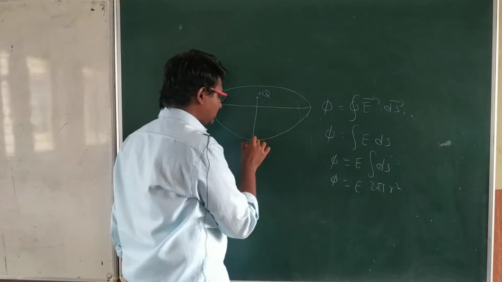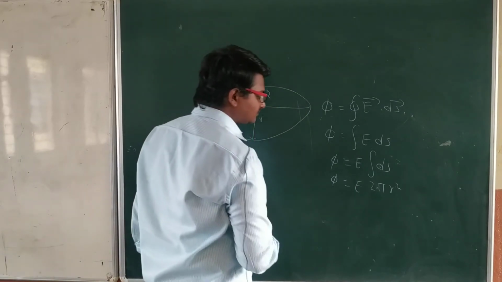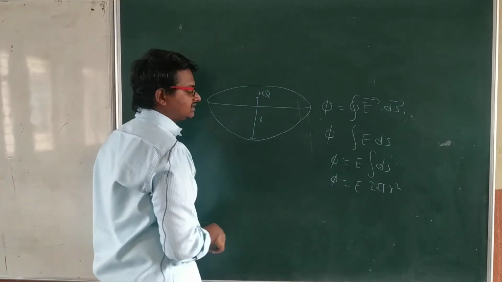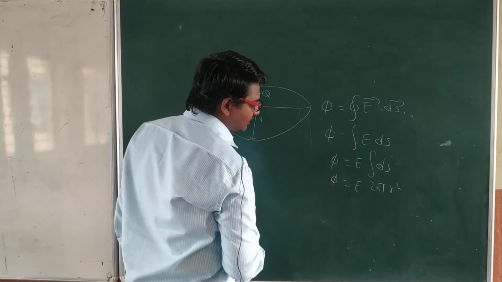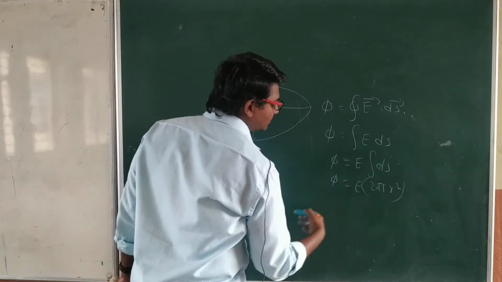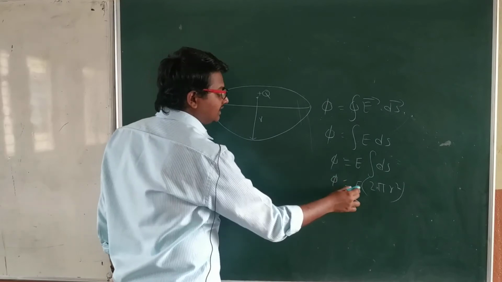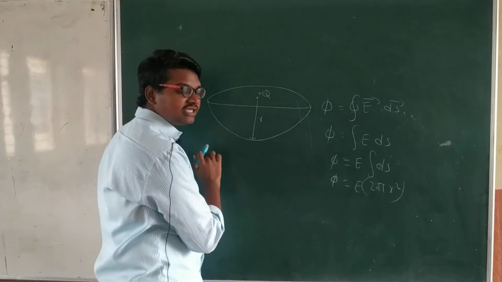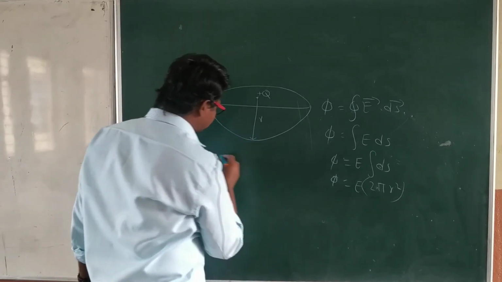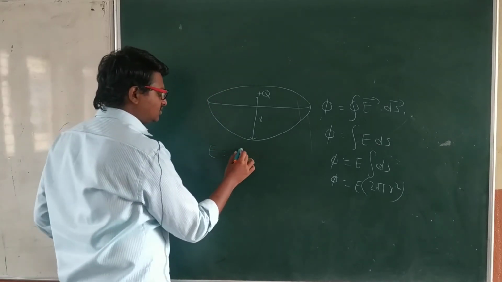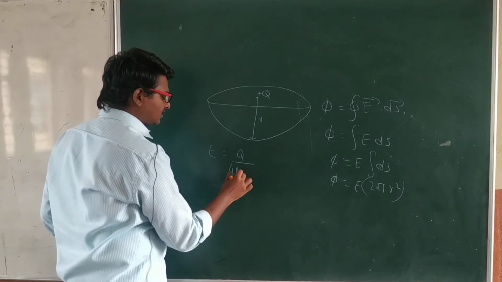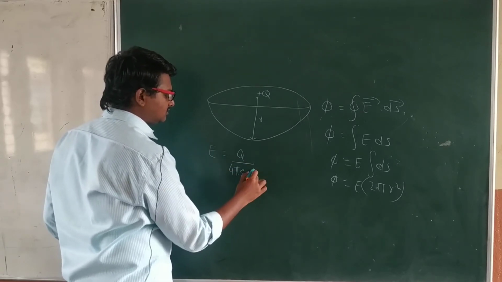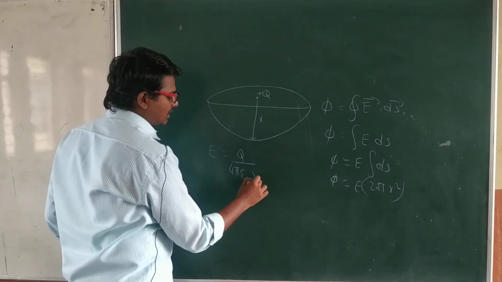If you consider the radius as small r, like this, then phi is E into 2 pi r square. This is the answer, fine. But we have to eliminate E and express it in the form of Q, because here Q is there, no? That is the reason. What is E actually, the electric field? E is equal to Q by 4 pi epsilon naught r square according to Coulomb's law.